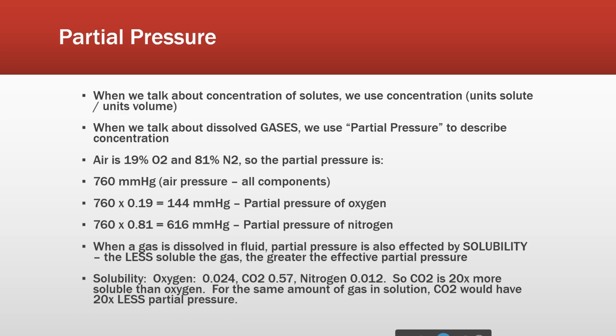Out of the blood. Okay, so when we dissolve a gas in fluid, the partial pressure is also affected by the solubility. This probably will be familiar from general chemistry too. Oxygen has a solubility of 0.024, CO2 0.57, nitrogen 0.012. You don't have to know the numbers, okay? I do want you to know that CO2 is 20 times more soluble than oxygen, which means, essentially, CO2 is very comfortable living in a fluid, living in our water-based system. Oxygen is much less comfortable in that situation.